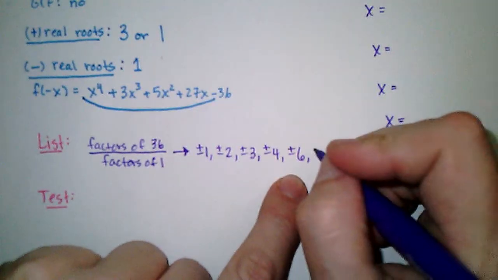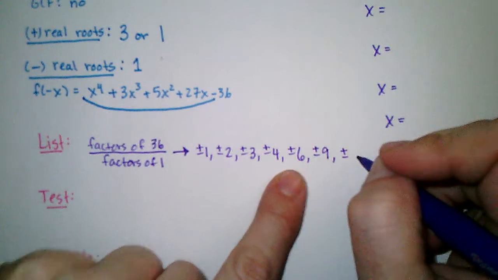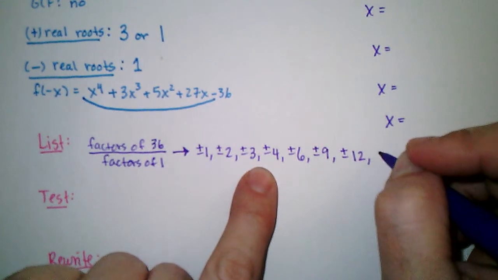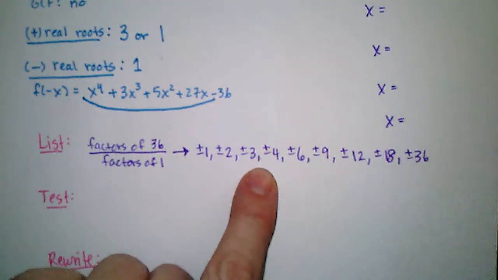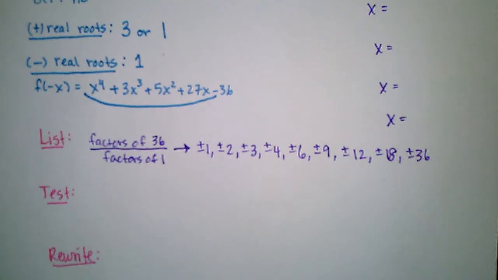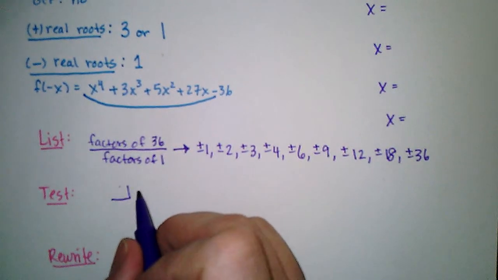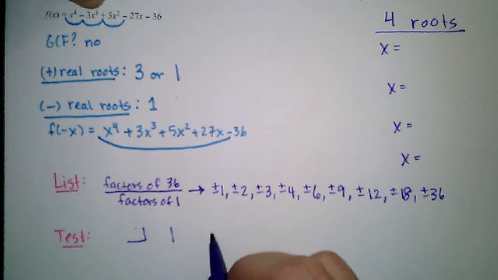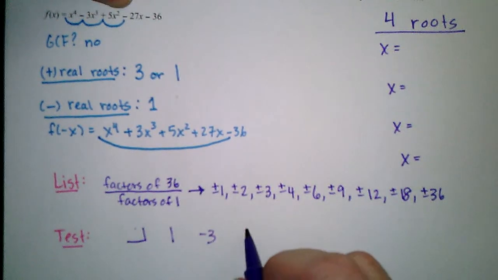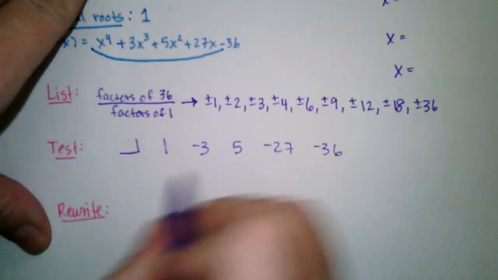Then it's 9 and 12 and 18 and 36. So there's a lot of numbers on this list. Then when we test, we're going to put a number in the box. We're going to make our coefficient row of 1 in front of x to the 4th, negative 3x cubed, 5x squared, negative 27x, and negative 36.